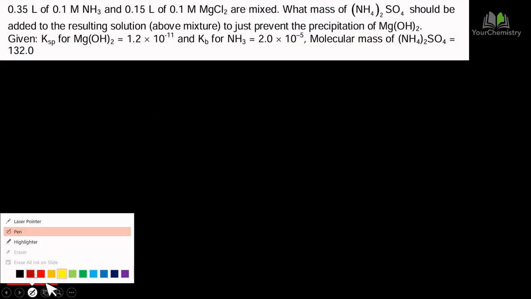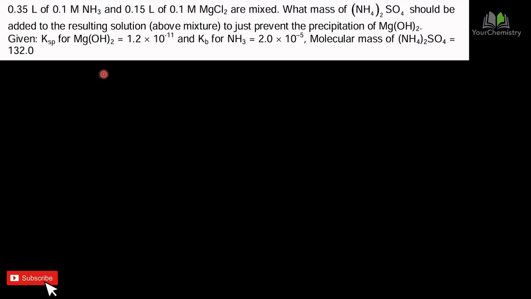Hello children, let's see a very nice question from the chapter of Ionic equilibrium. Let's read the question. 0.35 liter of 0.1 molar NH3 and 0.15 liter of 0.1 molar magnesium chloride are mixed. What mass of ammonium sulfate should be added to the resulting solution, that is the above mixture, to just prevent the precipitation of magnesium hydroxide?